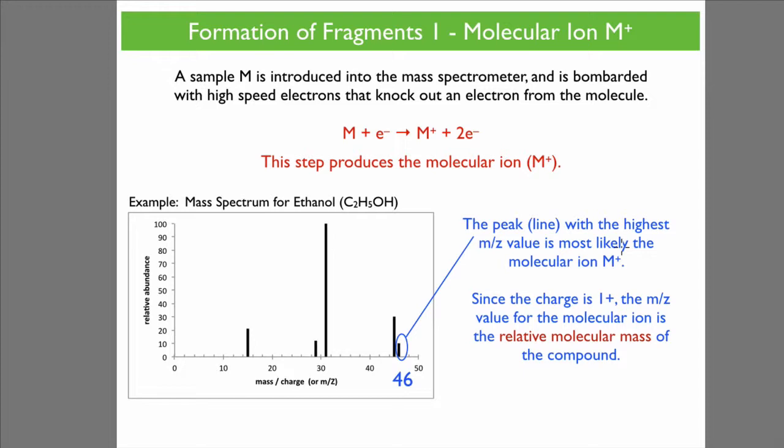Since the charge is 1+, the mass to charge ratio value for the molecular ion is the relative molecular mass of the compound. Okay, so we'll go back up here. If this was ethanol, you're just losing an electron. You're just knocking one electron off. So this is going to have the same mass as this. So ethanol plus the ion has the same mass as the ethanol molecule, and it's 46. So you've got M+ is C2H5OH plus, it's lost one electron.